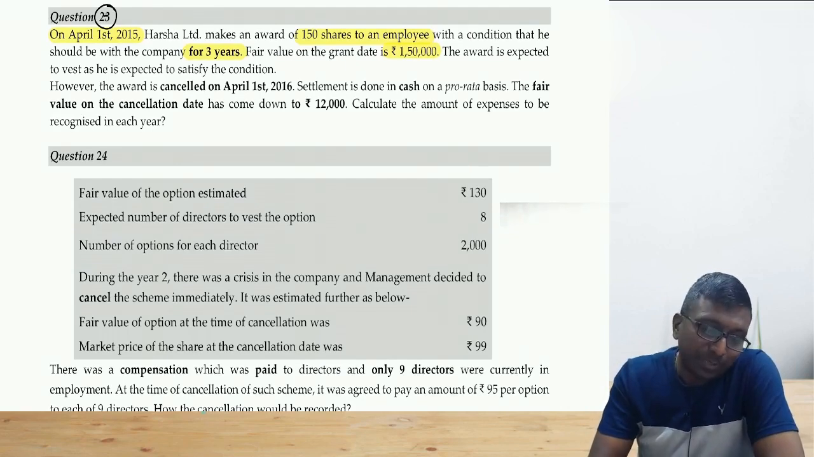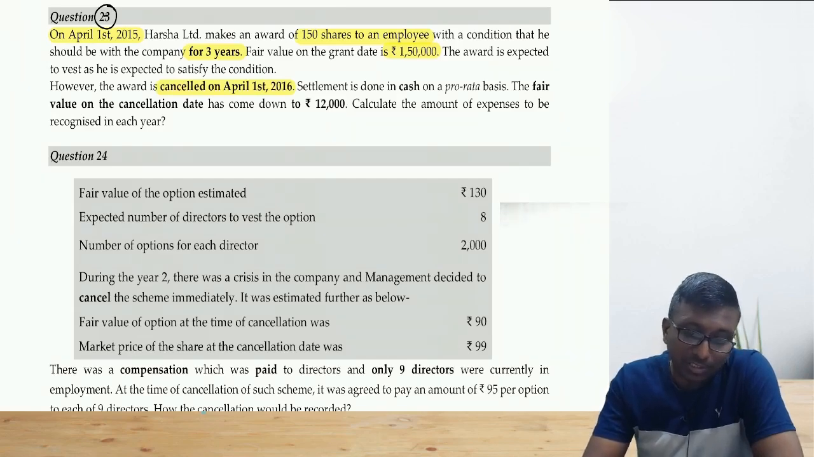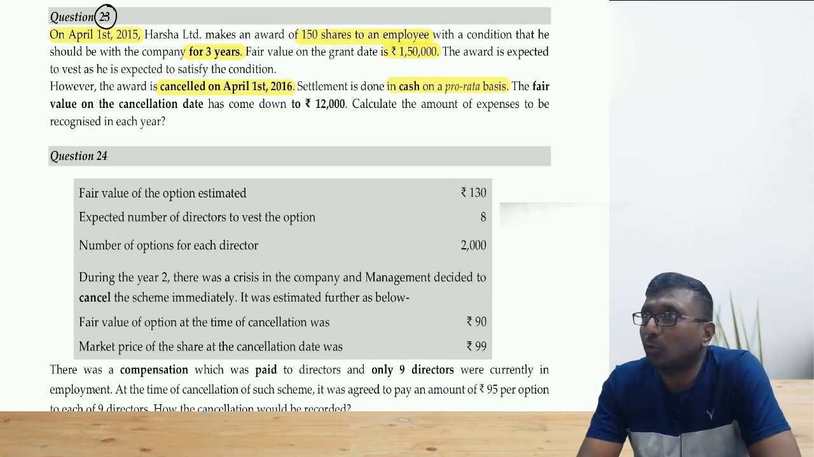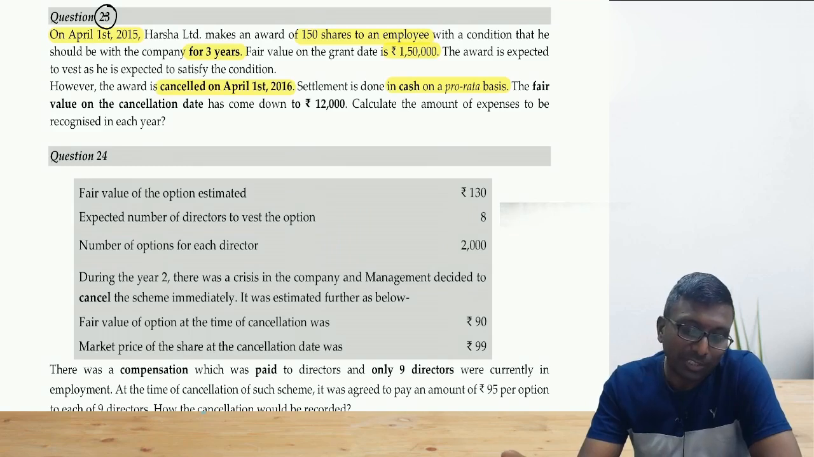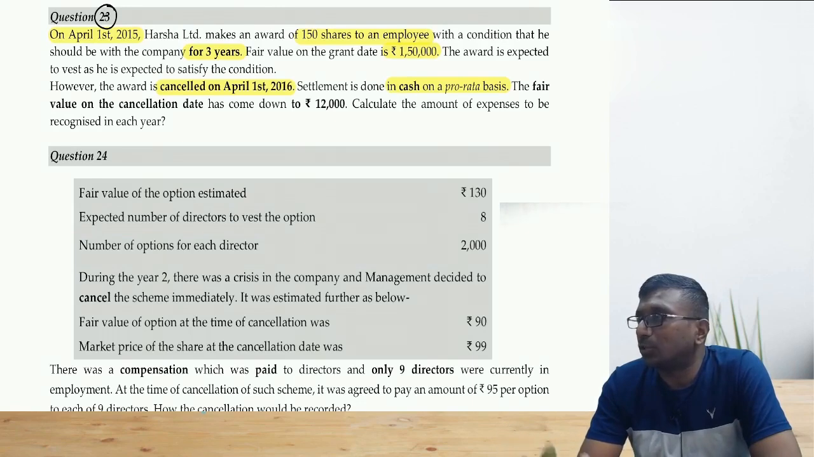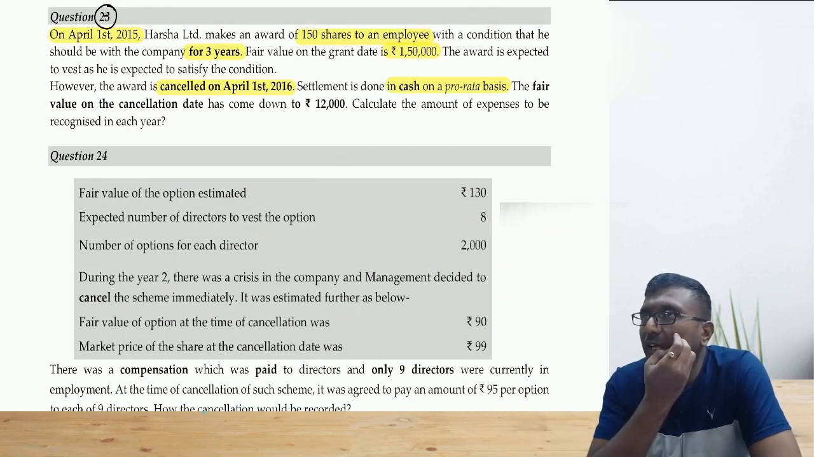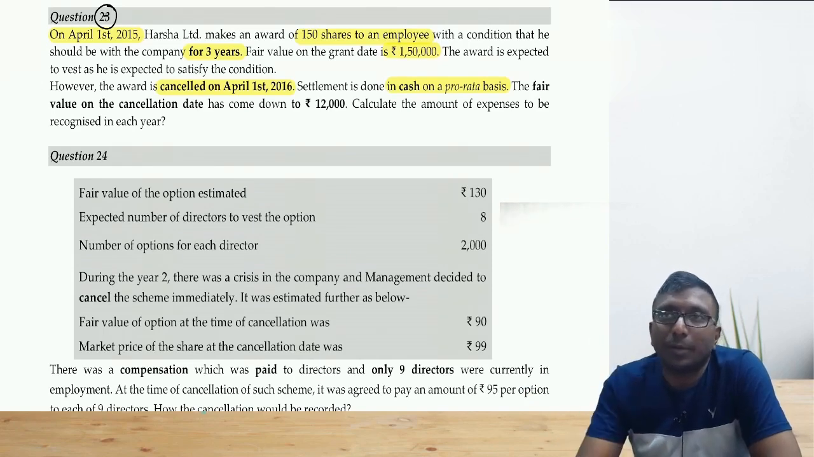The award is expected to vest as he is expected to satisfy the condition. However, the award is cancelled on 1st April 2016, that is next year beginning. Settlement is done in cash on pro rata basis. Pro rata basis means what? How many years I asked you to stay? 3 years. But you stayed for 1 year only. So 50,000 I'll give you. No problem.